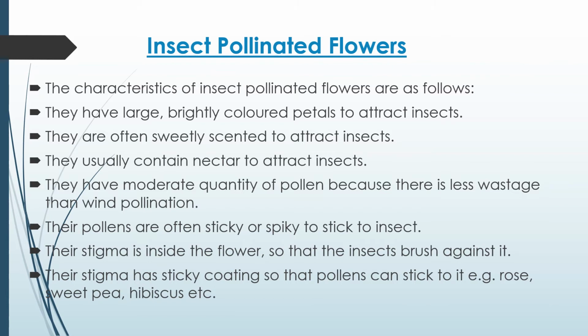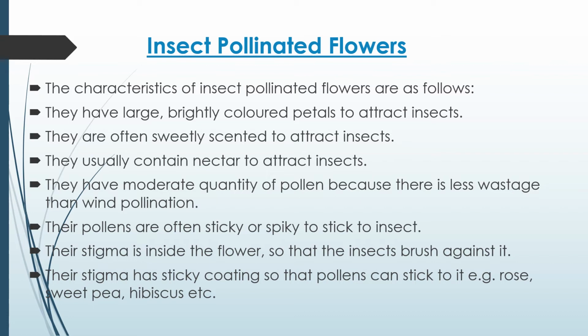Their stigma is inside the flower so that the insect brushes against it. Their stigma has a sticky coating so that pollen can stick to it. Examples: rose, sweet pea, hibiscus. So now we have the examples of pollinated flowers, that are rose, sweet pea and hibiscus. Now these are the characteristics of flowers that are being pollinated by insects.